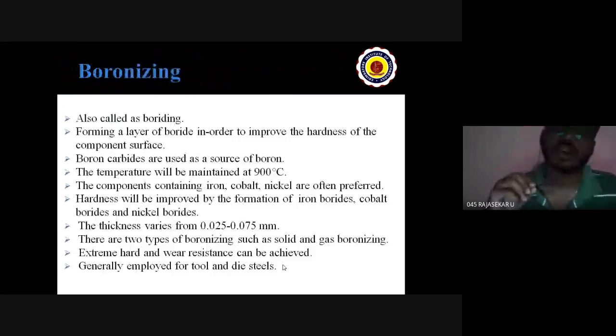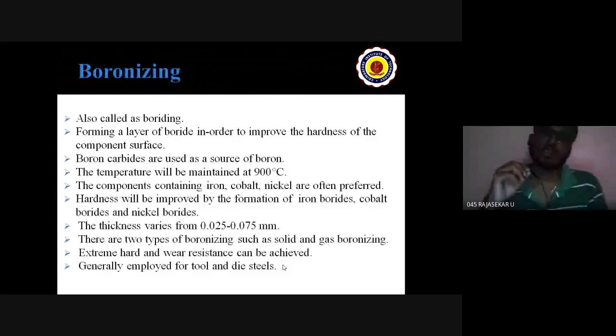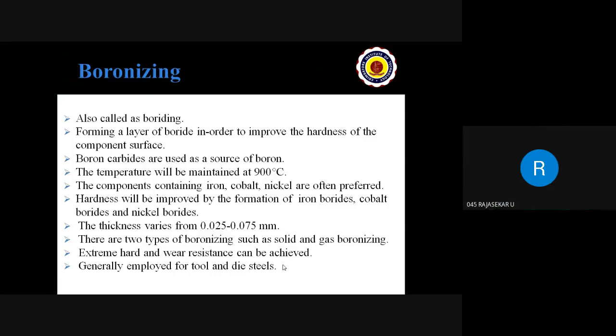Then comes the boronizing process. It is also called boriding. It is nothing but forming a borate layer to improve the hardness of the component surface.